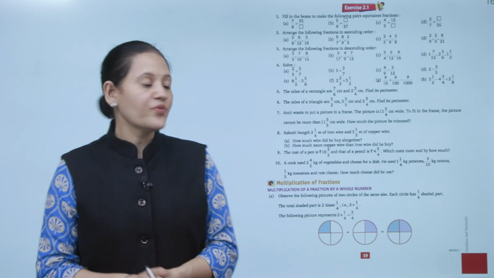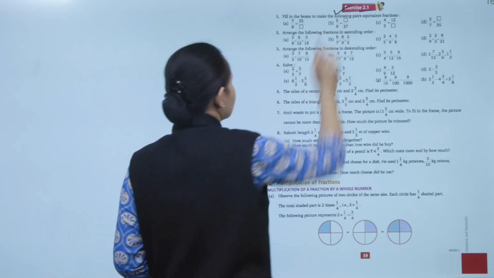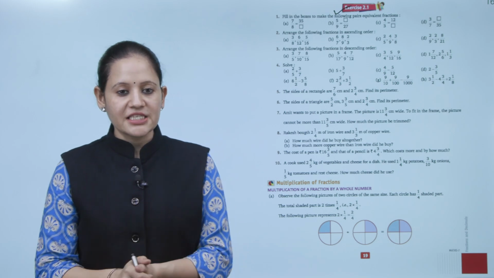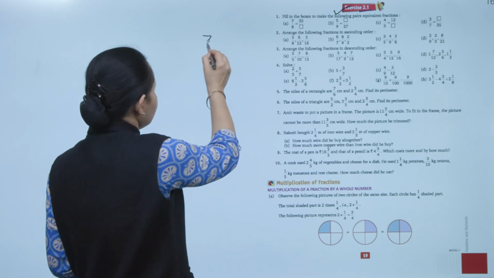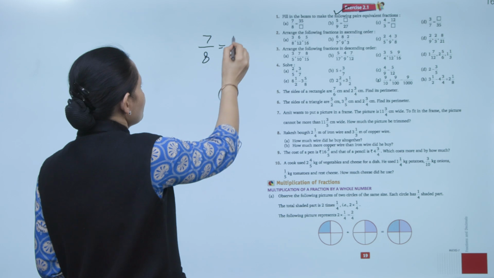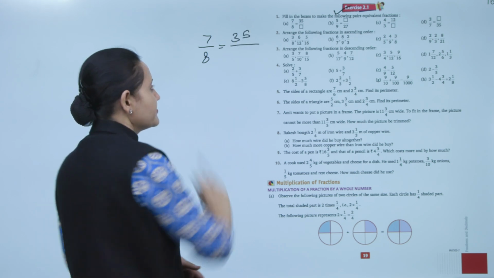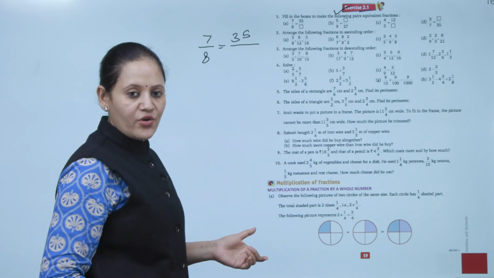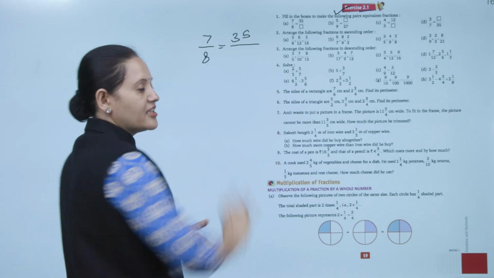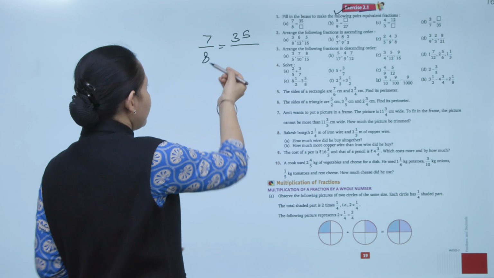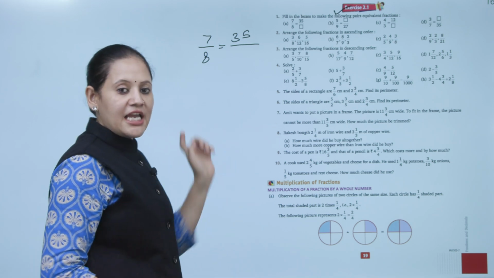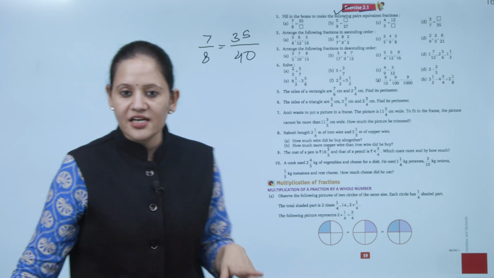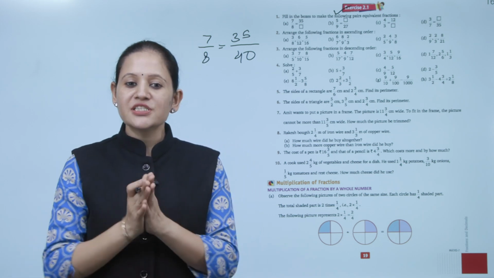Next is exercise 2.1. Fill in the boxes to make the following pairs equivalent fractions. 7 upon 8 equals 35 upon, we have to find. Okay. So they are equivalent fractions. So here we multiply 7 by 5, so we will get 35. So again we will multiply the denominator by the same number. 8 into 5, that is 40. That is our answer. Clear? Practice all the questions of this exercise.